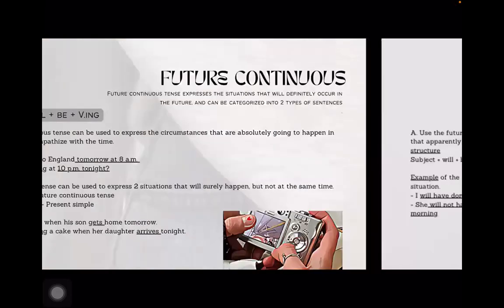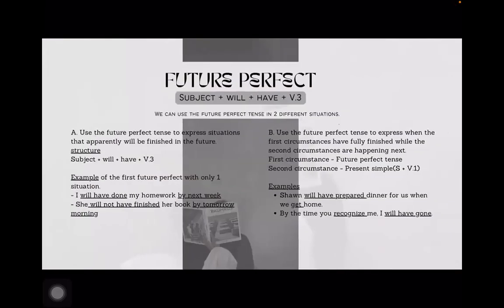Next one is future perfect tense. So we can use the future perfect tense in different situations. First, we use the future perfect tense to express situations that will be finished in the future. And the structure itself can be shown in this form: subject plus will plus have plus verb 3. And this is an example: I will have done my homework by next week.